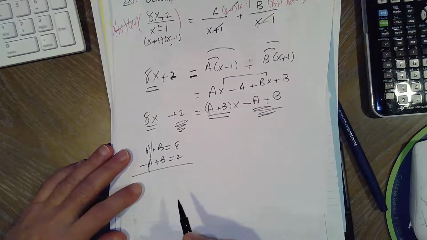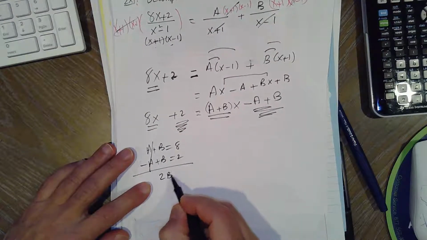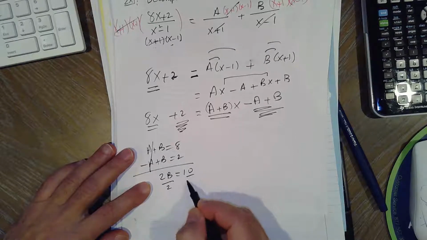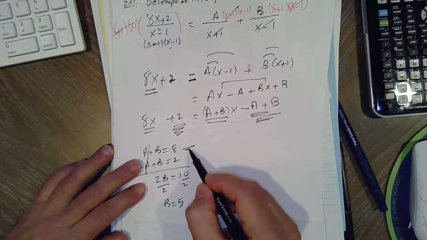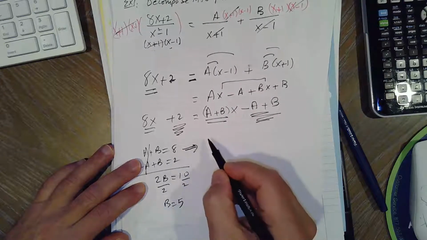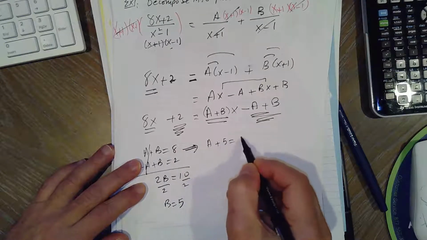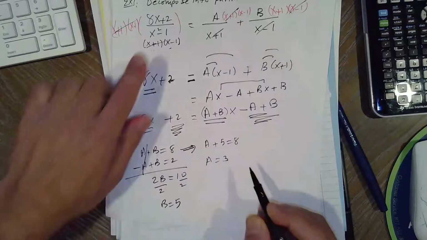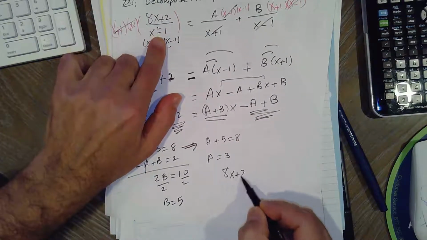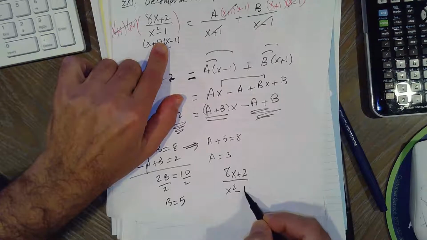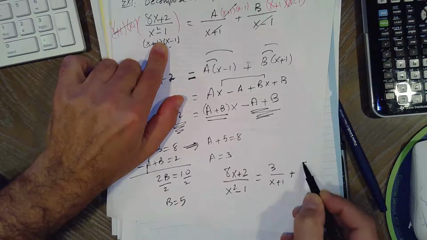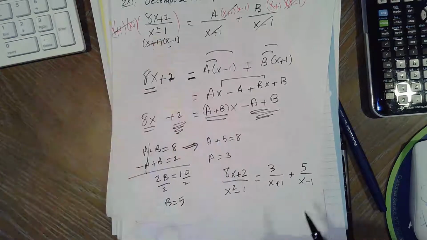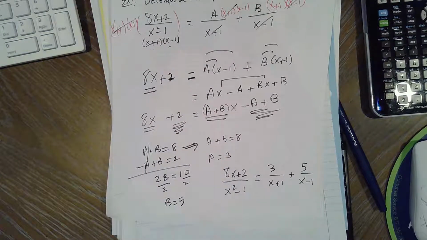Solve by elimination. b plus b is 2b equals 10. b is 5. And we go back and plug it into one of these to get a. a plus 5 equals 8. a is 3, and the expression 8x plus 2 over x squared minus 1 is 3 over x plus 1 plus 5 over x minus 1. So this is one case where the denominator has distinct factors.